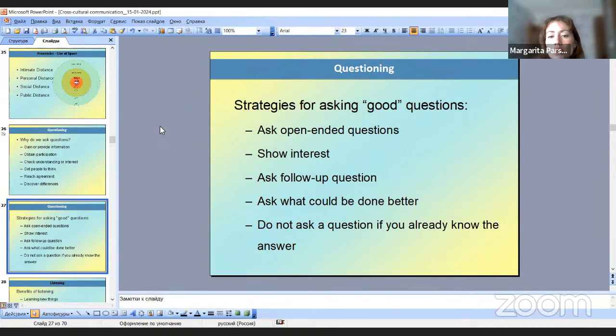Do not ask a question if you already know the answer. There are situations when some people ask questions when they know the answer, but it can be used so as not to keep silent or to make sure of something. Of course, if you're doubting something, you can ask a question to be sure, even if you already know the answer, but try not to repeat many times the answer which you already know.